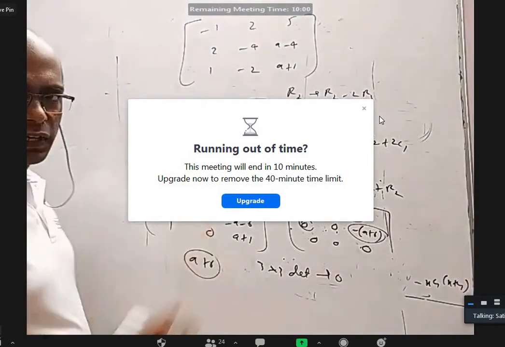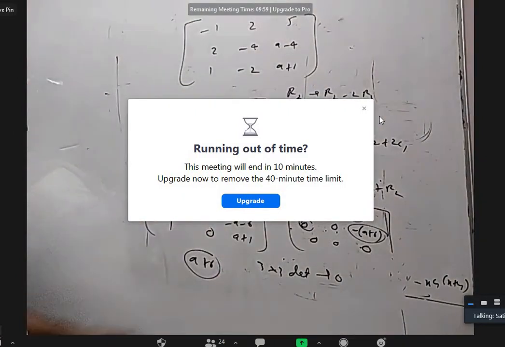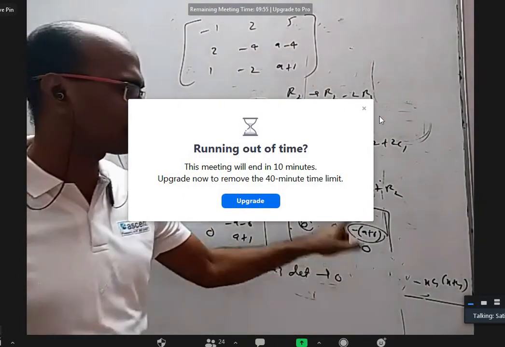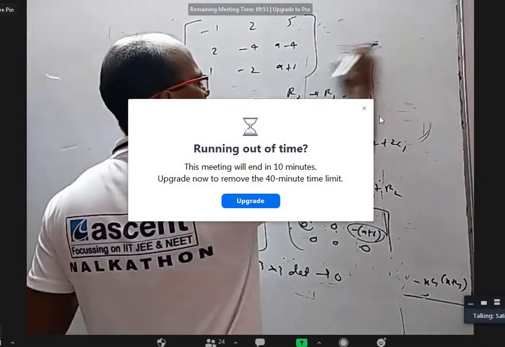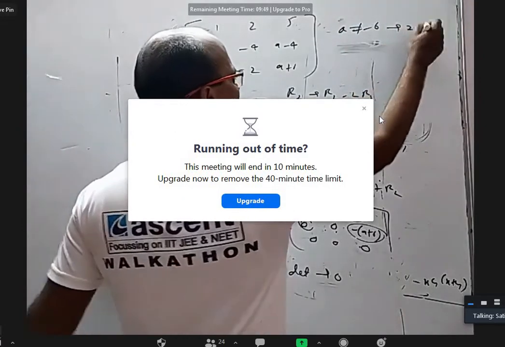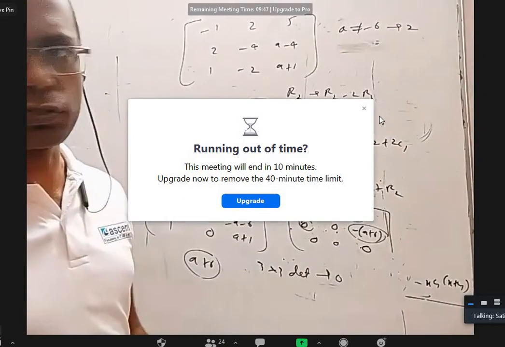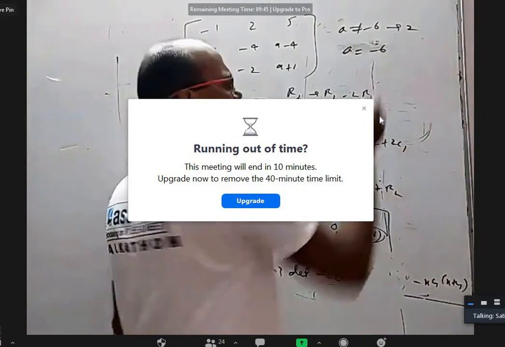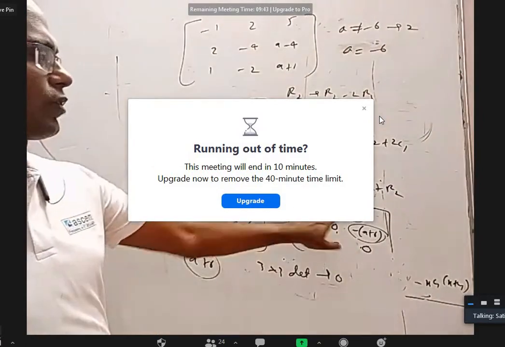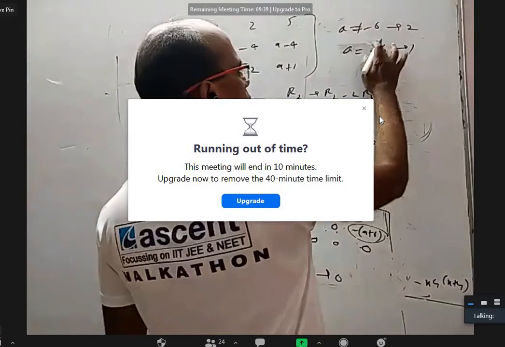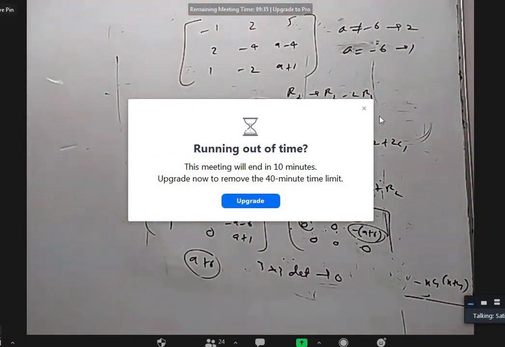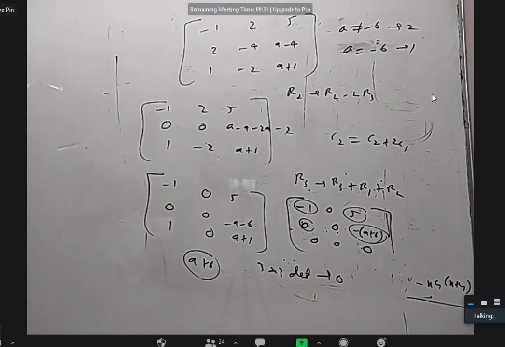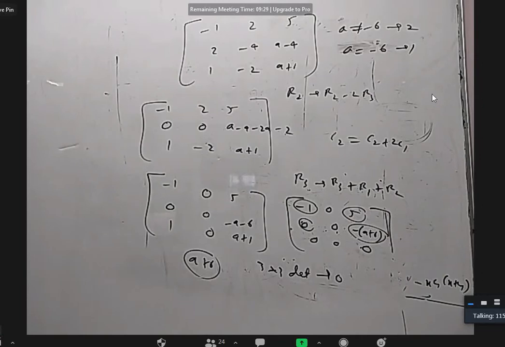So rank is definitely not 3. Rank is 2 or not 2 depends on this a plus 6, whether that is 0 or not 0. If a is not equal to minus 6, then rank is 2 because there is a 2 by 2 determinant which is non-zero. When a is equal to minus 6, all the 2 by 2 determinants are 0, but there is a 1 by 1, so rank will be 1. The 3 by 3 determinant is 0 for sure. The 2 by 2 determinant depends on whether a is minus 6 or not. Is it okay?